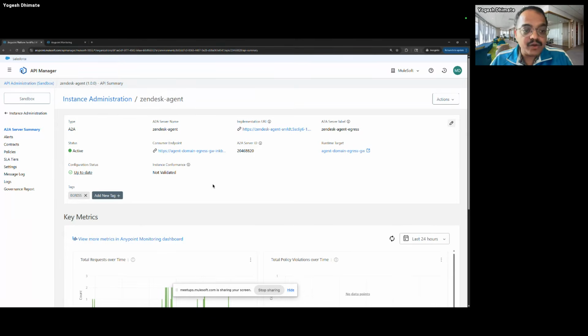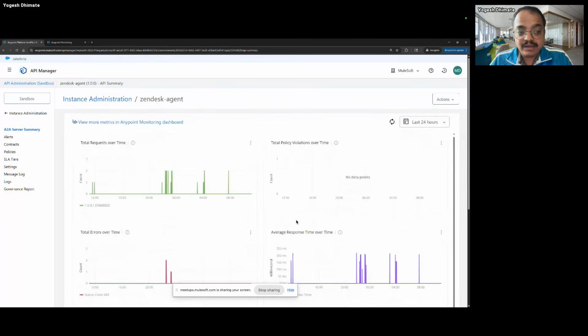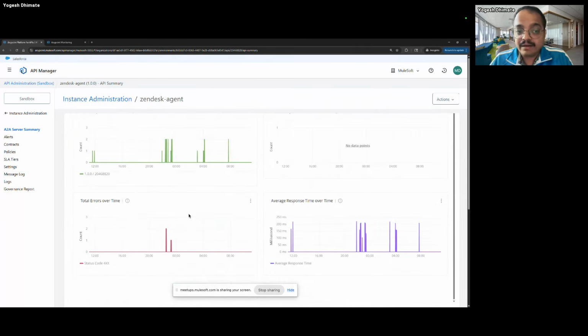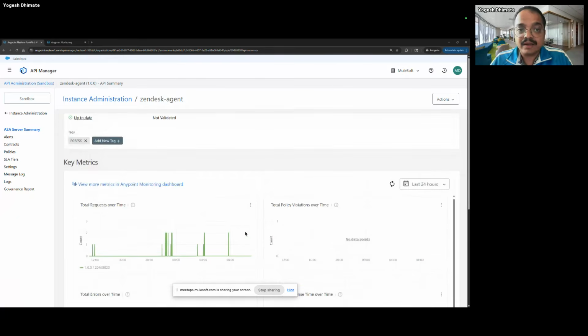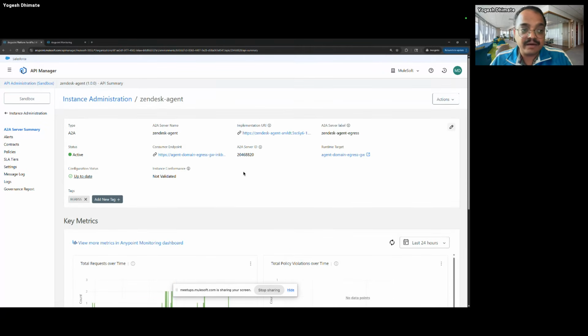API Manager also shows additional key metrics such as how many requests were received by this agent over time, were there any policy violations, the errors happening on the agent, as well as average response time, just to get a comprehensive view of the behavior of that agent, like capturing non-functional requirements, quality of service metrics, etc.